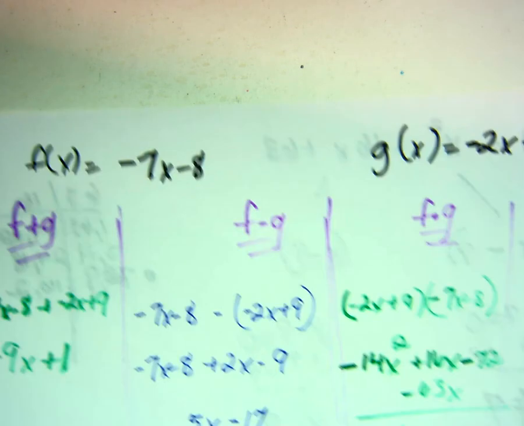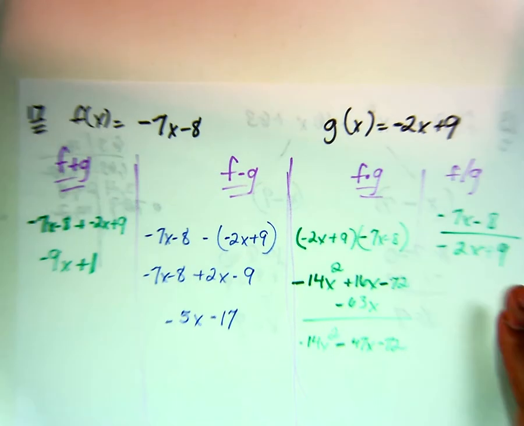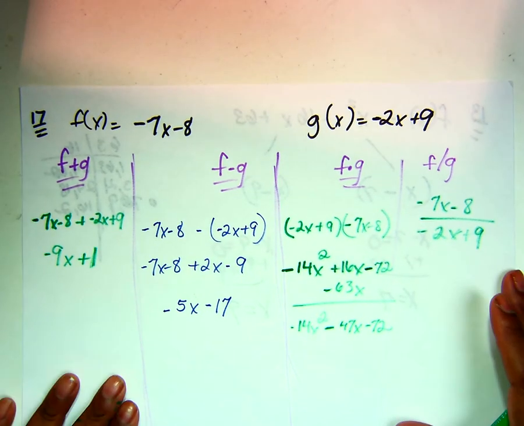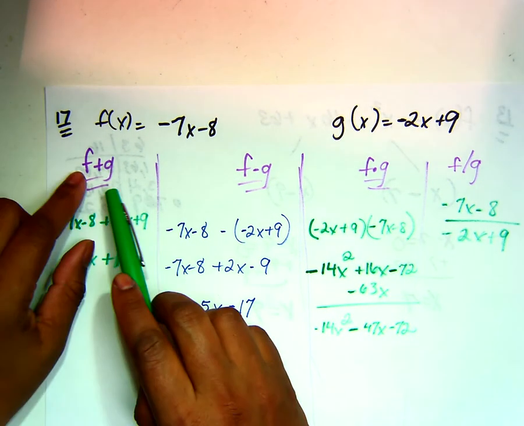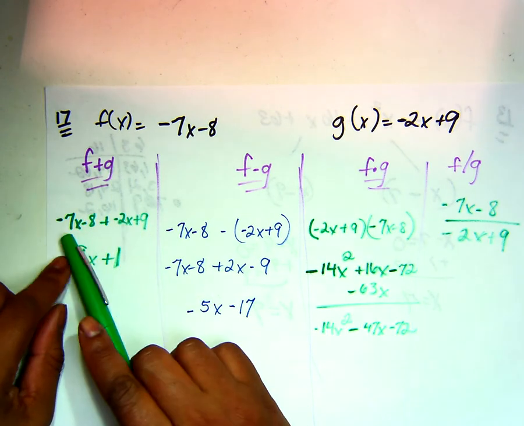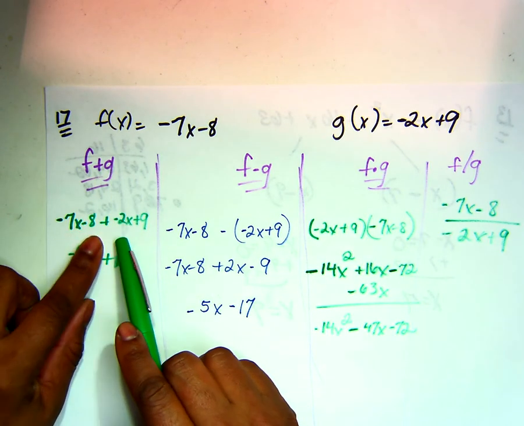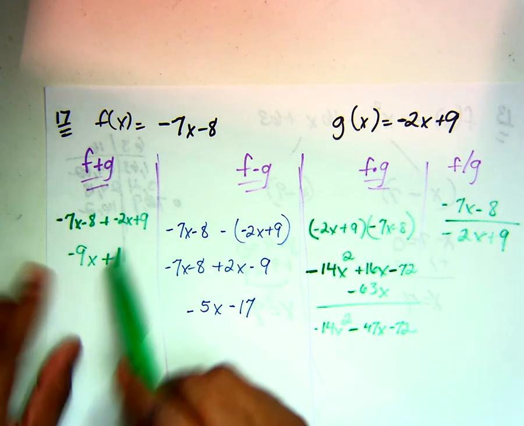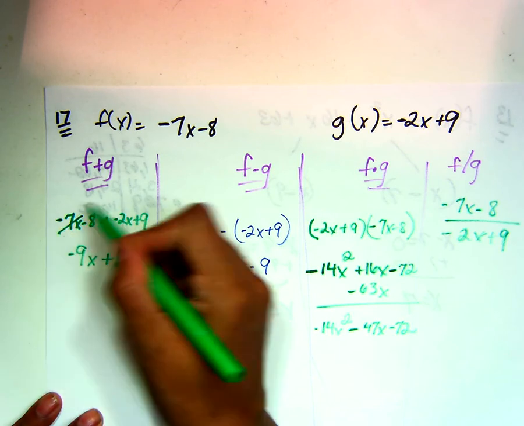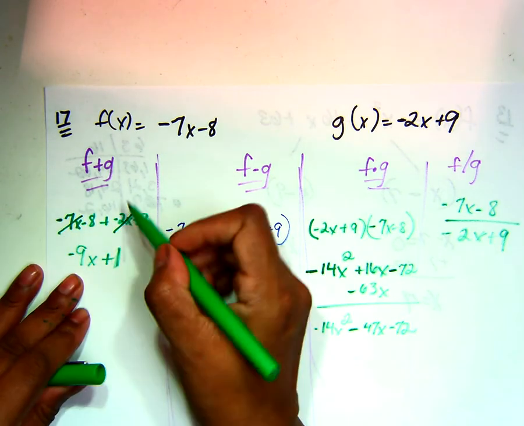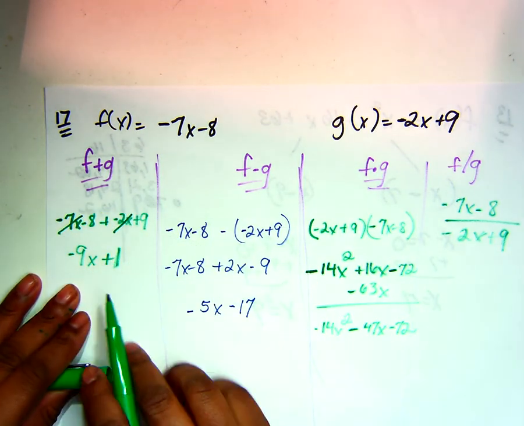Okay, so let's look at it. So I'm going to be doing quite a bit of zooming in and zooming out. So when we do f plus g, we got negative 7x minus 8 plus negative 2x plus 9. Combine your like terms, so the negative 7 plus negative 2 is negative 9x. Negative 8 plus 9 is positive 1.